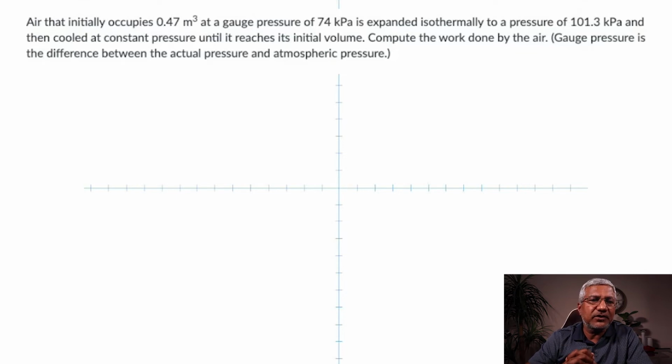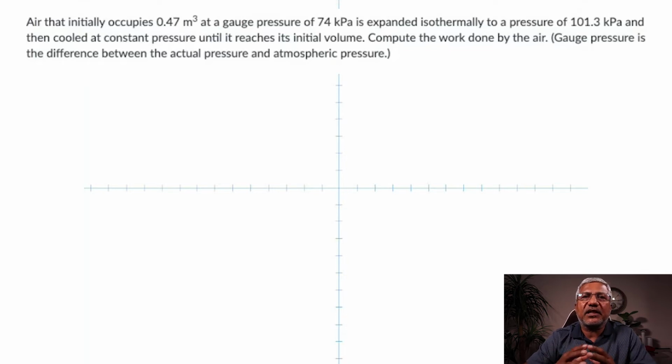Yes, I told you. To find the work, then what do you do? If the pressure is constant, pressure multiplied by change in volume, that's all. So the second part, we know how we're going to do. But the first part, I have not yet given you the formula for finding the work during an isothermal process.